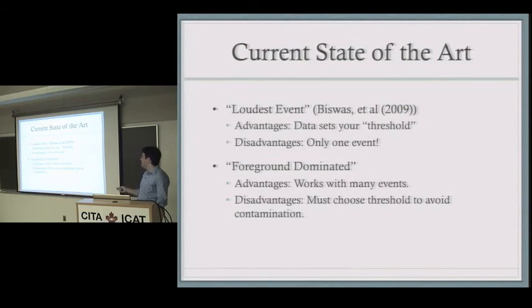Then the other state-of-the-art method is what you might call foreground dominated. This we're all familiar with. It's called counting. When you are sure that you have a sample of n events that are definitely a member of the class, if you want to estimate the rate, you count them up and you divide by the time. Okay.